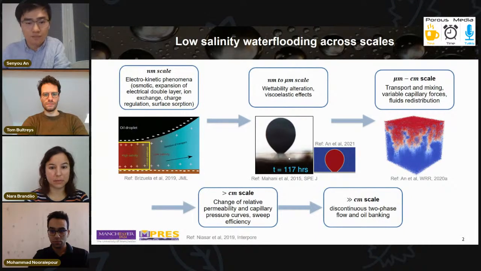This is a work from Maheni to study the oil bubble detaching from the solid phase when the surrounding fluid changes from high salinity water to low salinity water. We also did simulation work to investigate the dynamic change of the oil bubble. From micrometer to centimeter scale, the studied phenomena are usually transport, mixing and so on. This is our work about solute transport in pore networks. Going to larger scale, people usually study relative permeability curves and transport phenomena.